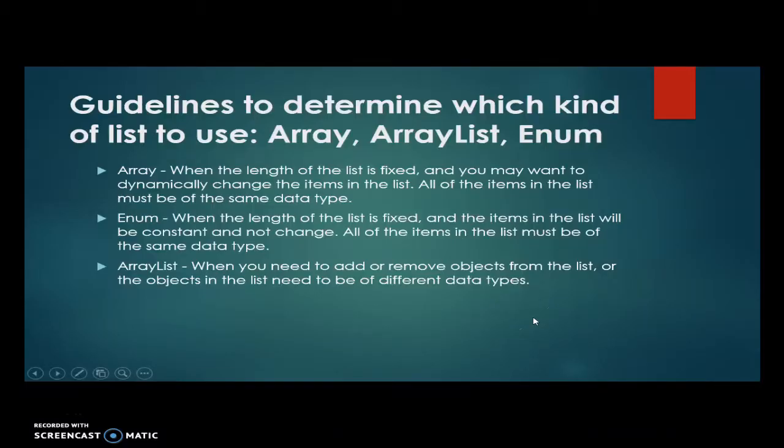And next, I will explain how and when to use array, array list, versus enum. Array is used when the length of the list is fixed, and you may want to dynamically change the items in the list. All of the items in the list must be of the same data type. And enum is used when the length of the list is fixed, and the items in the list will be constant and not change. All of the items in the list must be of the same data type. Array list is used when you need to add or remove objects from the list, or the objects in the list need to be of different data types.